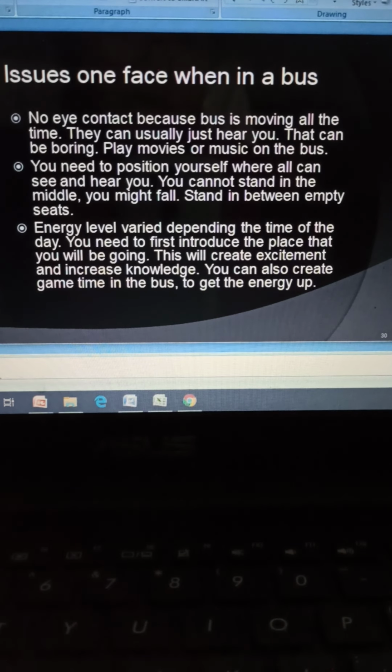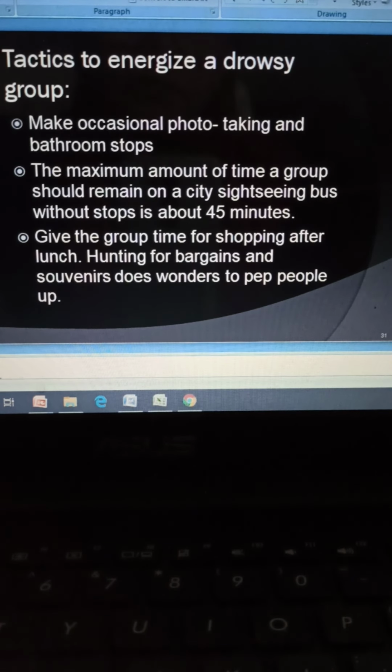So you can actually bring the energy up. And maybe in the bus, if it gets really low and people are getting sleepy, wake them up 10 or 15 minutes before reaching the place and have games. This will boost them up a bit. Make a pit stop. People like to take pictures. Stop somewhere and take pictures.